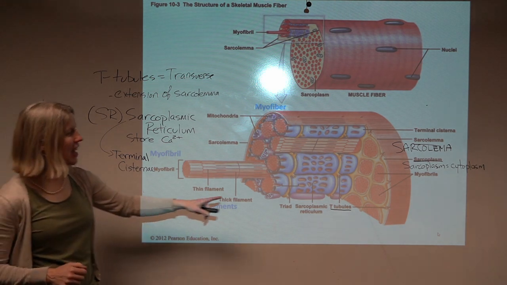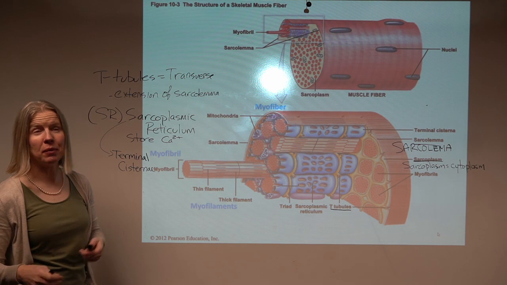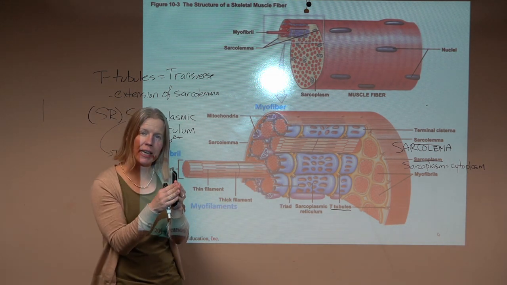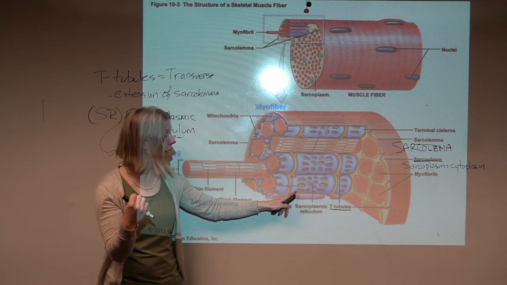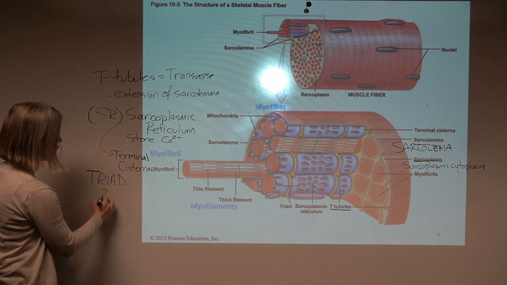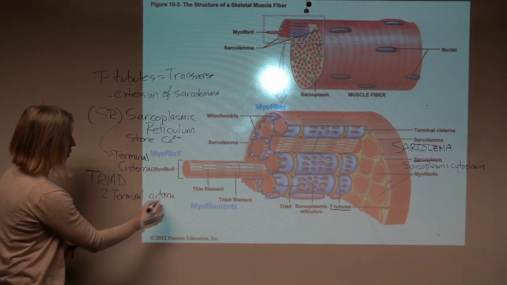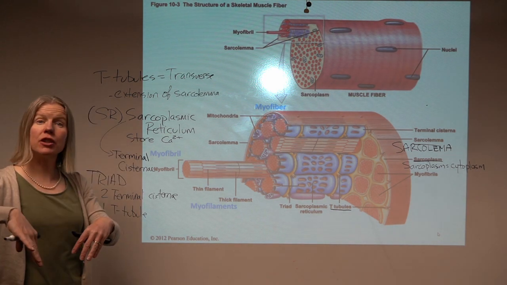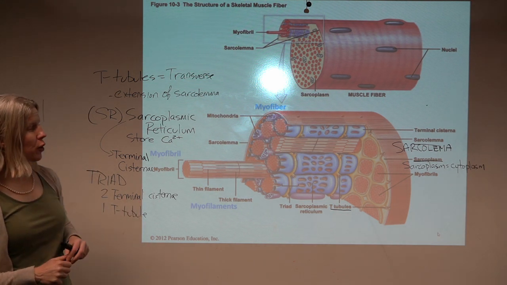Now, you might notice that those terminal cisternae are butted right up against that T-tubule, and this is an important anatomical, functional relationship. In fact, it's so important that they've given this a little nickname, a triad. A triad, right, think three, it's this terminal cisternae, a T-tubule, and this terminal cisternae. So a triad is two terminal cisternae and one T-tubule. And as that electrical message is able to come down into the cell through the T-tubule, it's going to trigger the release of calcium from the sarcoplasmic reticulum.